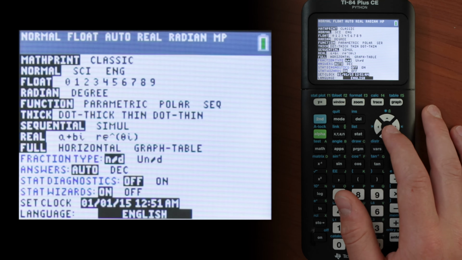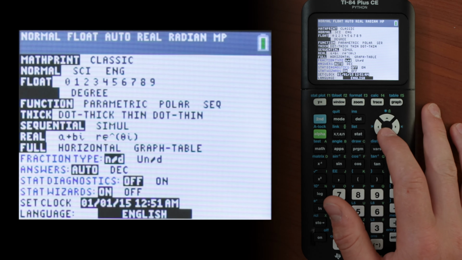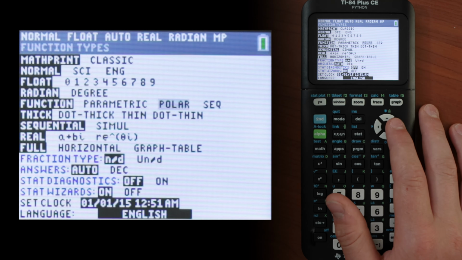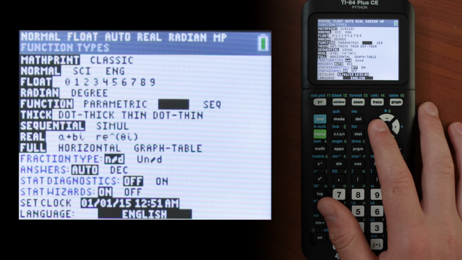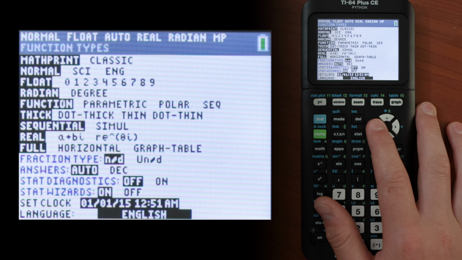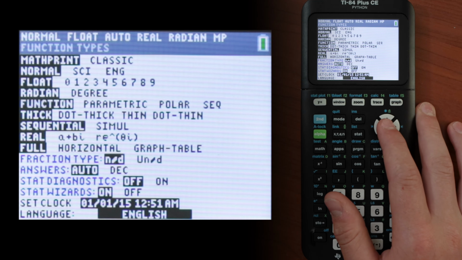What is important for your calculator is that you have it in radian mode, not degree mode, and that you have it in function mode, not parametric or polar. Even if you're dealing with polar coordinates or a parametric equation, it really isn't necessary, and it can actually make solving problems more difficult. And that's really about it. Those are the only settings you want to make sure you have in check.